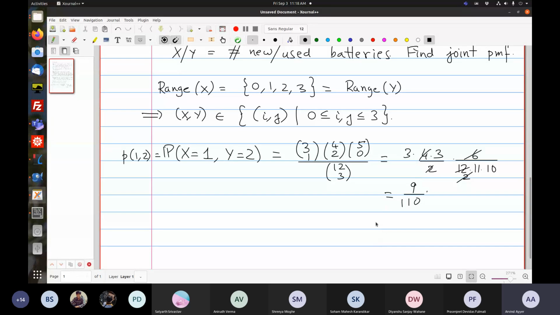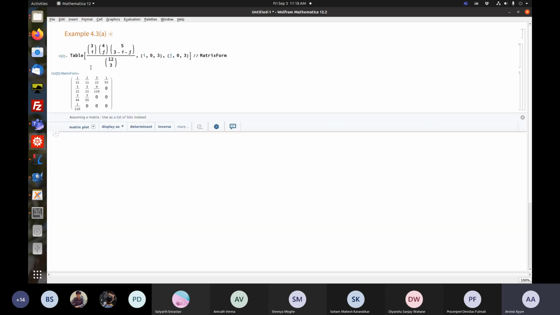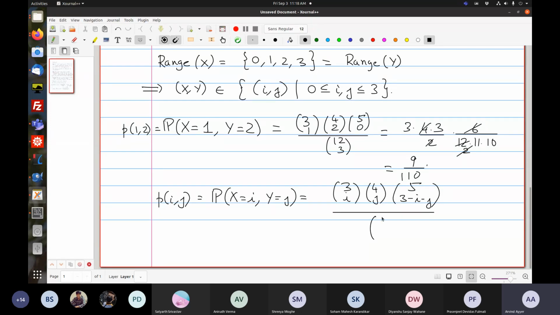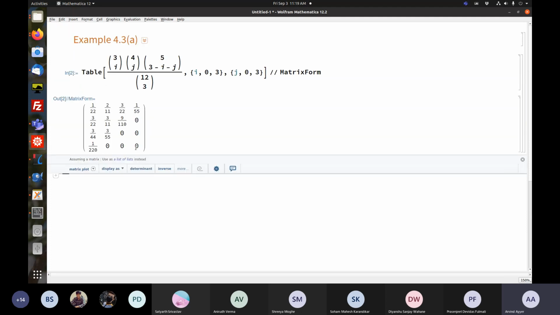Like that, you can calculate all the numbers, and fortunately, I have Mathematica to do it for me. This is how the general formula looks. Maybe I should have said that. P_ij, which is the probability that X equal to i, Y equal to j, will be 3 choose i, 4 choose j, 5 choose 3 minus i minus j. This 3 is not this 3. This 3 is the total number of batteries chosen, divided by 12 choose 3. I enter that here and plot this table. I don't know if you can see. Maybe I'll make it larger. This is how the table looks, and this 9 by 110 is what we just calculated.